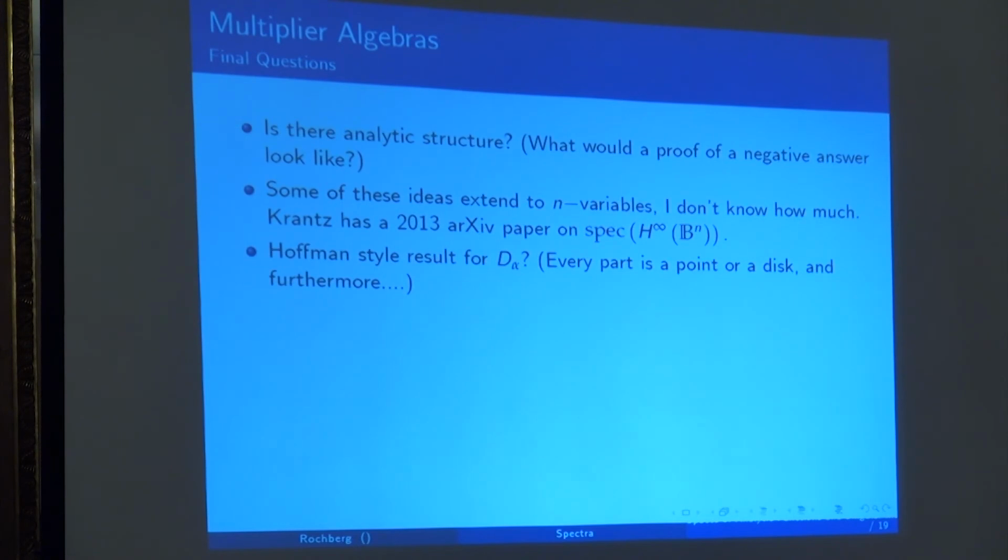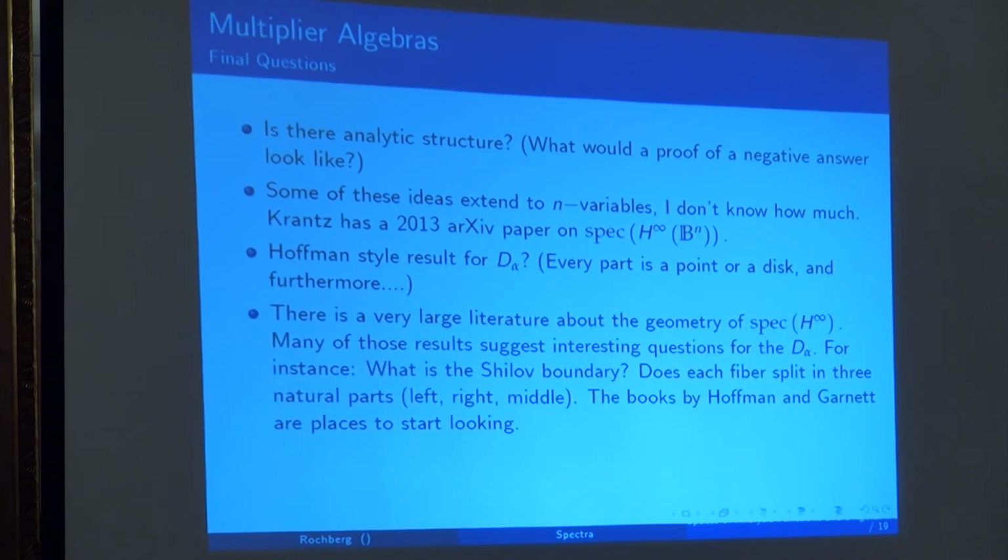If you go back and look at the classical work on the Hardy space, there's some very nice results. There's Ken Hoffman's result that every part is either a point or a disk, and further facts. There's a very large literature about the spectrum of H infinity. What's the Shilov boundary? A theorem I like very much is that on H infinity, each fiber over a boundary point splits as 3 pieces, a left part, a middle part, and a right part.